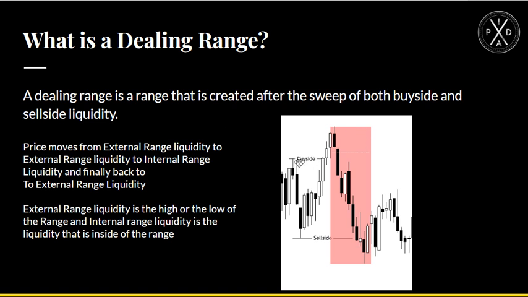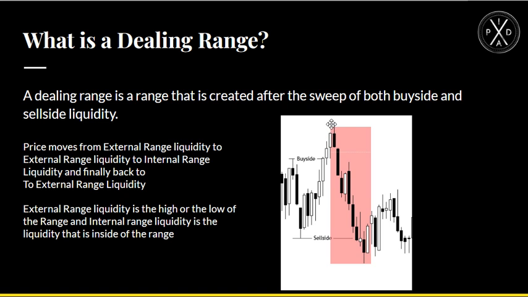So above every high, or sorry, above every swing high, there's buy-side liquidity, right? So we have a swing high right here. And then below every swing low, there is sell-side liquidity. So in this example, we see that we take buy-side liquidity and then we take sell-side liquidity. So after that happens, we have a dealing range being created.